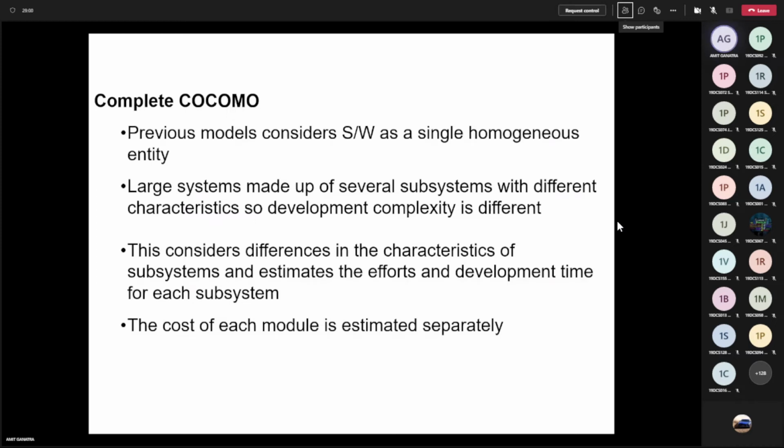Now here, the 15 parameters for the exam section module or accounts module or HR module are never going to be the same. So first you have to divide the software into modules, and then assign 15 parameters for each module, and then calculate or refine the cost. This is called complete COCOMO. So this considers differences in the characteristics of the subsystems and estimates the effort and development time for each subsystem separately. And then the cost of each module is estimated separately. So this is your complete COCOMO, right?